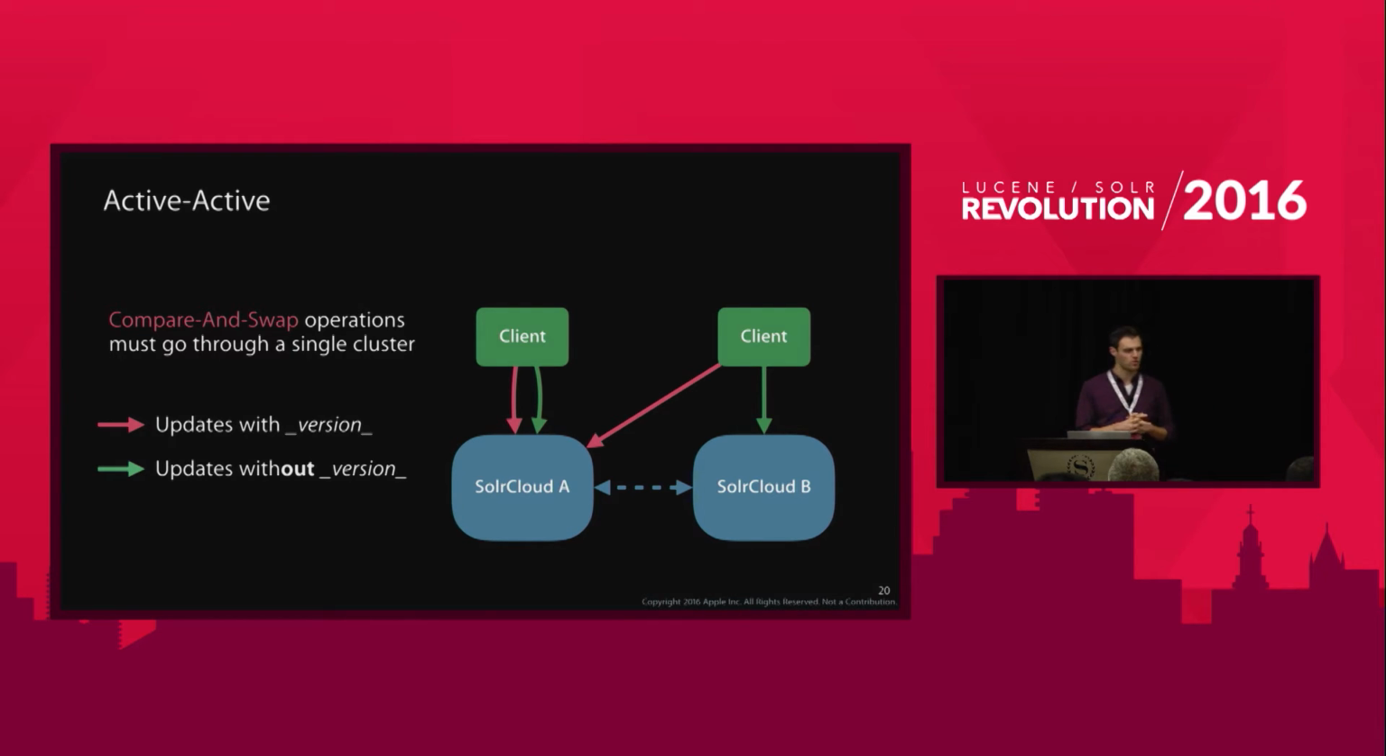So if you do require cache semantics, then you need to elect one of your Solr clusters as being the central data store for this logic. And then if you have other updates that don't require this, then you can distribute them. And in many cases, it turns out that that's the case, which is quite nice. But sort of fair warning, cannot distribute compare and swap.